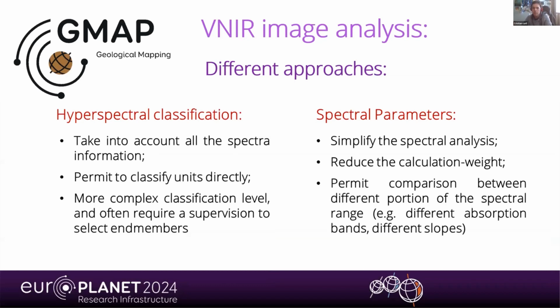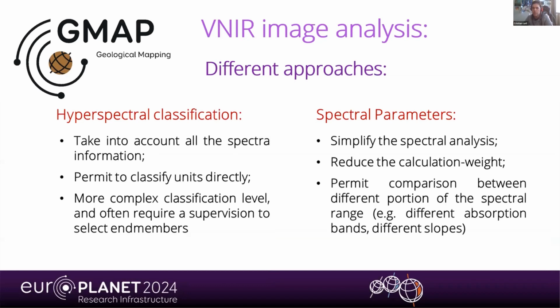But it's more complicated, and it takes into account that some end member has to be selected before. So in some ways, it is not something to be applied to all the image or all the area or all the planets; you have to consider some knowledge about the specific region that you are investigating. Whereas the spectral parameters can be retrieved for all the images that you want.